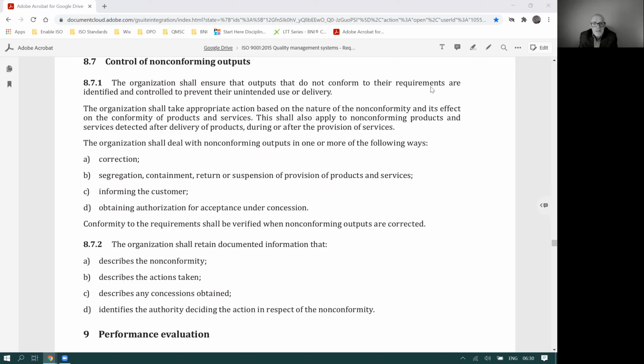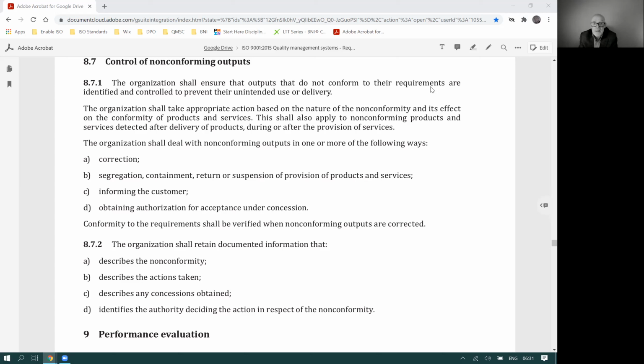The organization shall ensure that outputs that do not conform to their requirements are identified and controlled to prevent their unintended use or delivery. That's a straightforward thing. Consider how you're going to meet that criteria, because an auditor will be stuck here if you have no way of showing them how you respond to this. So the idea here is that you have some formal mechanism for identifying non-conformities.